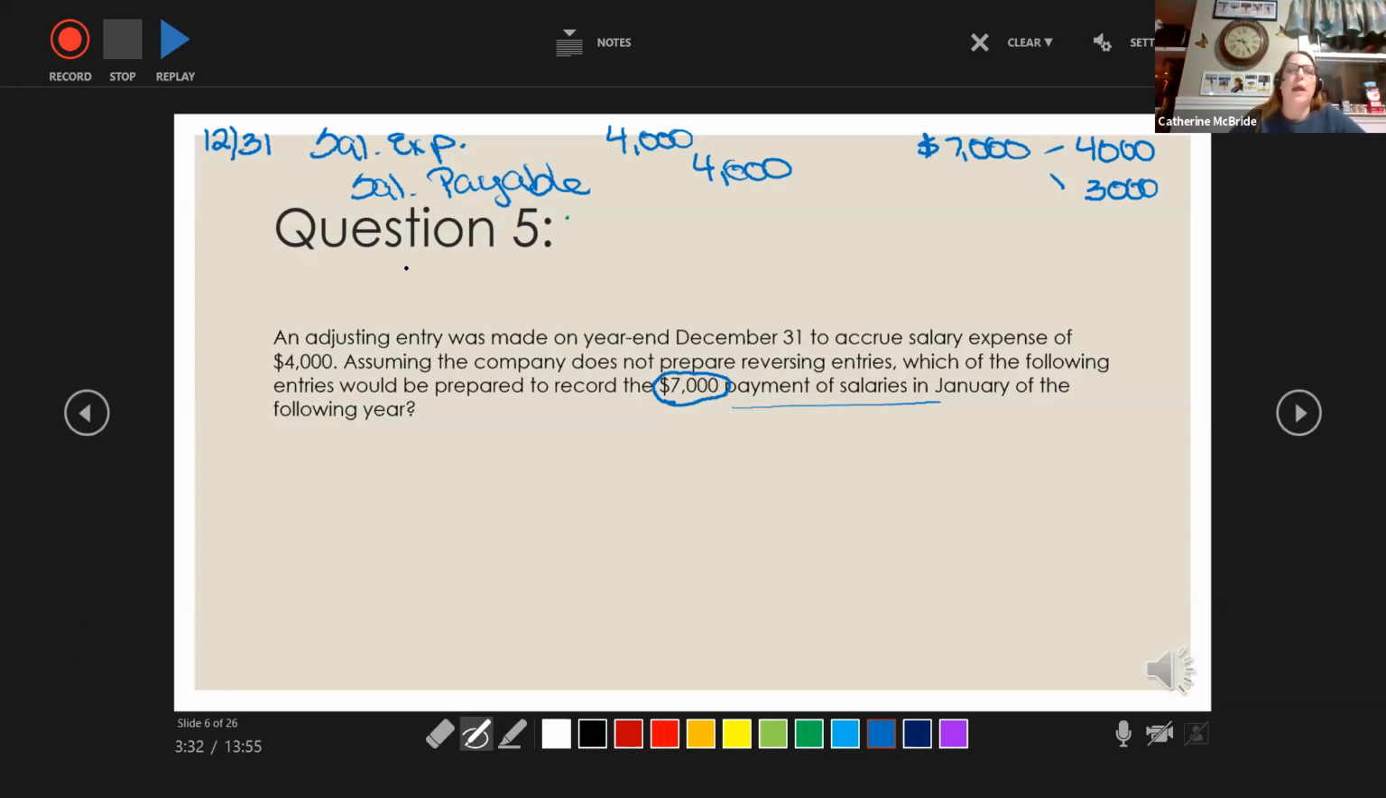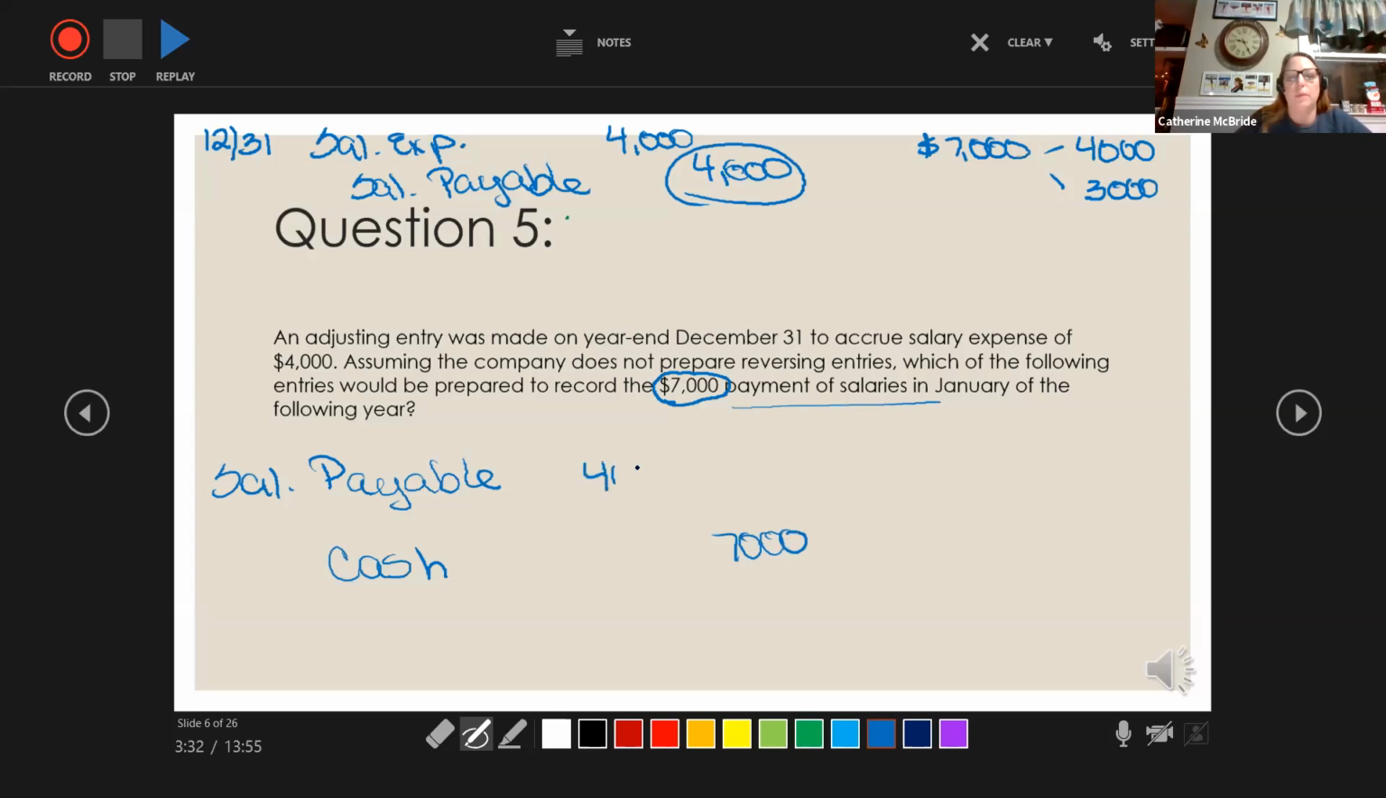You know that you have to remove salaries payable, so you're going to debit salaries payable. You know that you're going to pay out $7,000 in cash. And your salaries payable was $4,000. This other $3,000 is the salary expense. This is the salary expense for January.